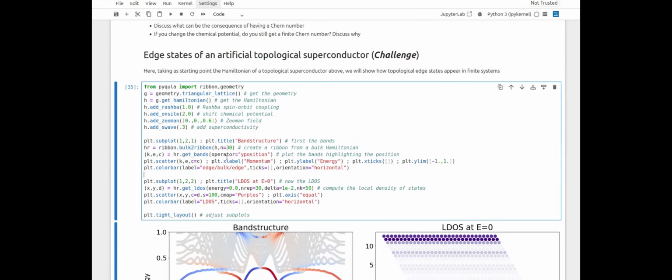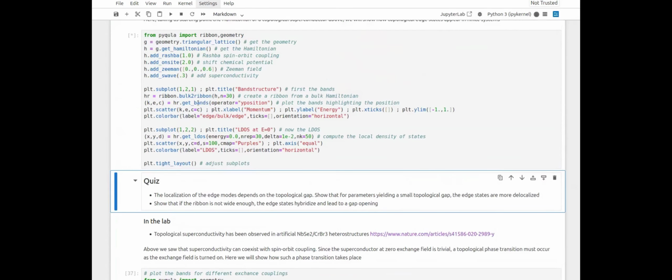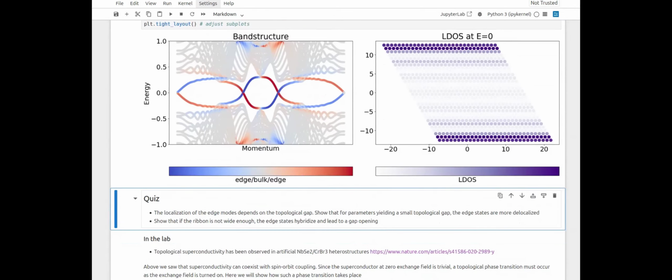We compute the bands of our ribbon, and afterwards we compute the local density of states of the system in order to see where the zero modes are located. The whole idea is that if you take the right values of these parameters, you create a topological superconductor with Chern number 3. So you see that you have 3 edge states over here. And when you look at the local density of states at 0 energy, you see your states are located at the edge, as you expect from a topological superconductor.